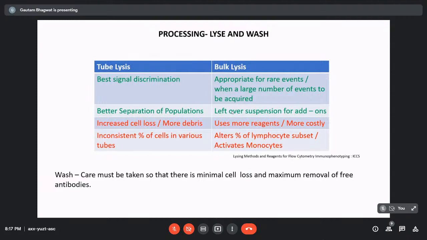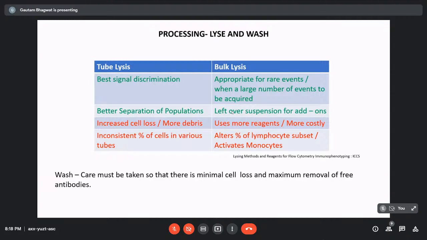In bulk lysis, we take the entire sample and lyse it. So we get lots of WBC pellet at the bottom, and this we can use in multiple tubes. For example, I have done 4 tubes, analyzing 4 into 4, 16 parameters, and then if I want to do 4 more, I can take that pellet as well. So there is leftover suspension for add-ons. And as the entire bulk is lysed, I can use this for a large number of events, which is usually done when we have to detect rare events.